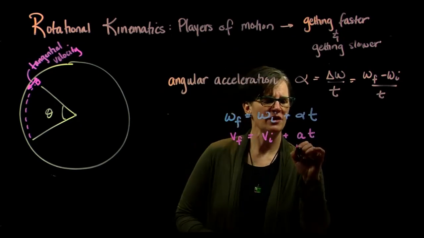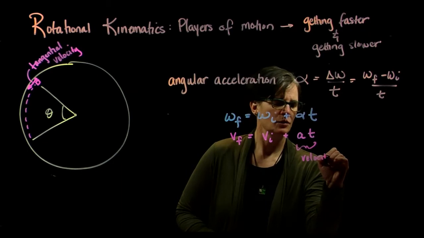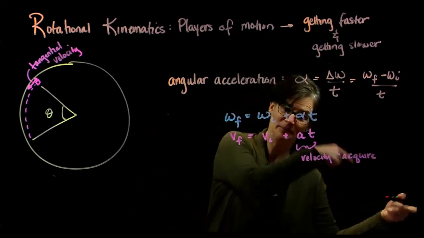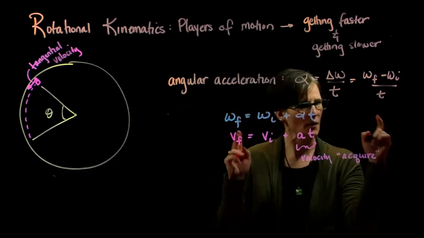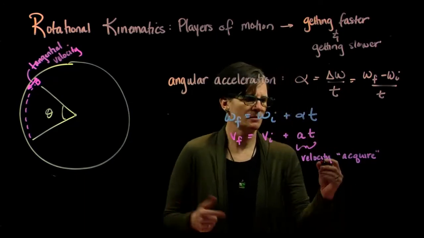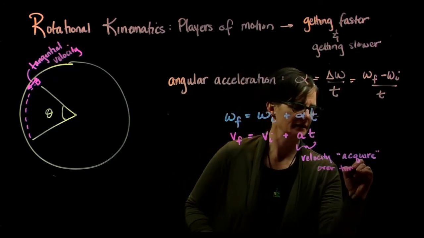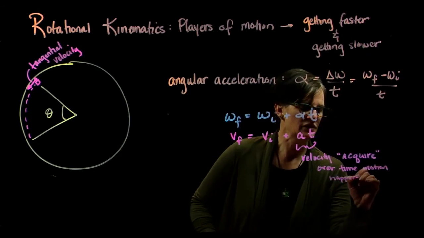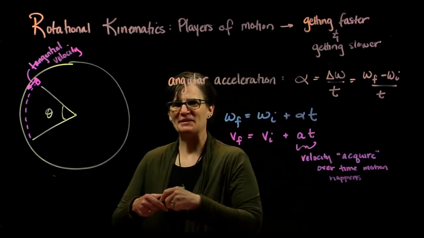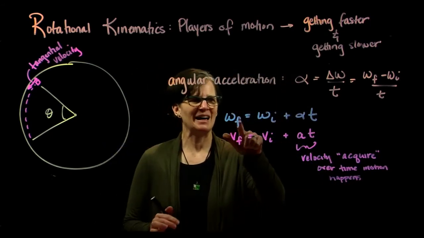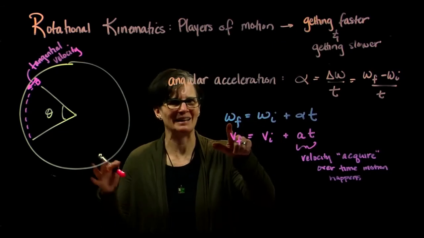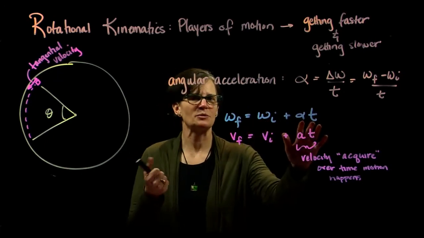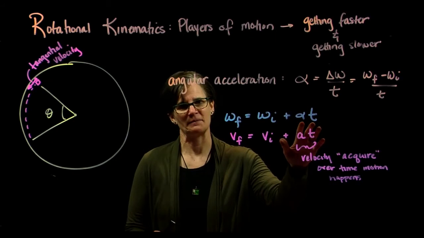And I need to know how much velocity we acquire, either going to a bigger number or getting to a smaller number, so acquires in quotes, over the time that the motion happens, the time of motion I'm interested in. So similarly, in the rotational world, how fast I'm going rotationally has to be related to how fast I started plus how much rotational velocity I'm acquiring.